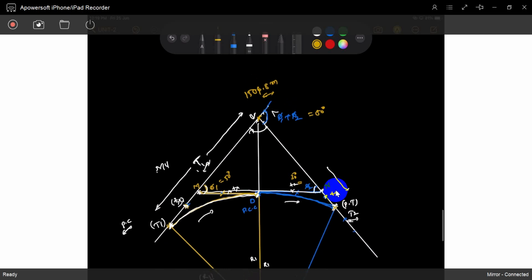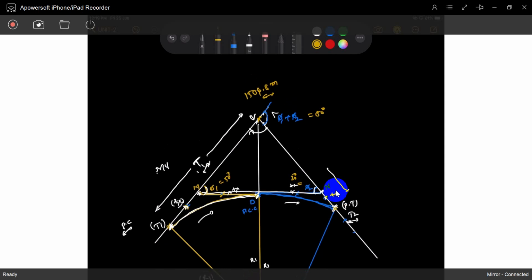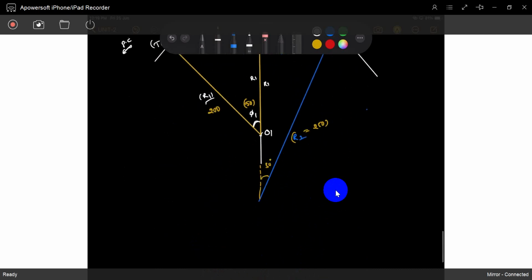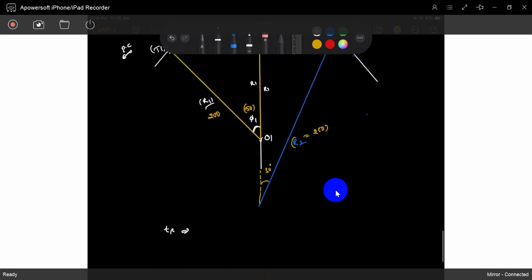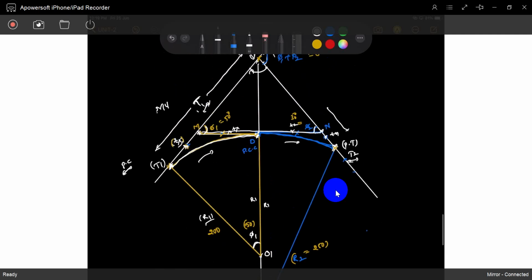So what is the value of the small TS? TS is R1 tan phi 1 by 2, so R1 is 200, tan 50 by 2. That value is 93.26.